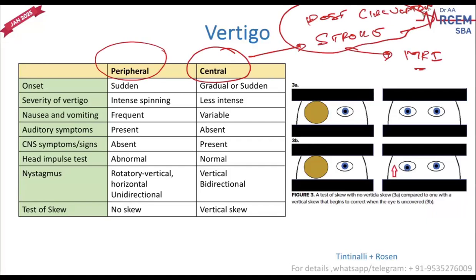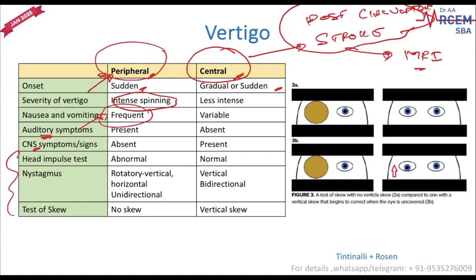How to differentiate clinically a peripheral vertigo from a central vertigo? The symptoms in both are sudden. The spinning sensation is more predominant in the peripheral. Nausea and vomiting is quite significant in peripheral vertigo. Auditory symptoms are more peripheral. CNS symptoms are more central, for obvious reasons.